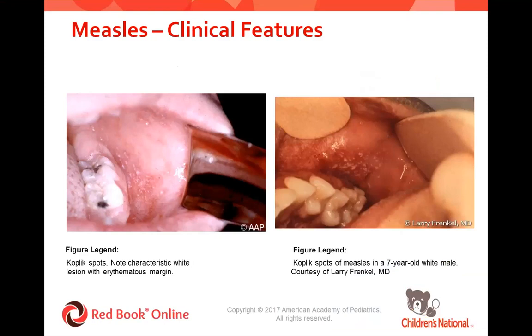So here are some photos taken from the Red Book Online of Koplik spots. Again, you can see those white lesions with an erythematous margin just across from the molars, and 2 different photos there for you to look at.